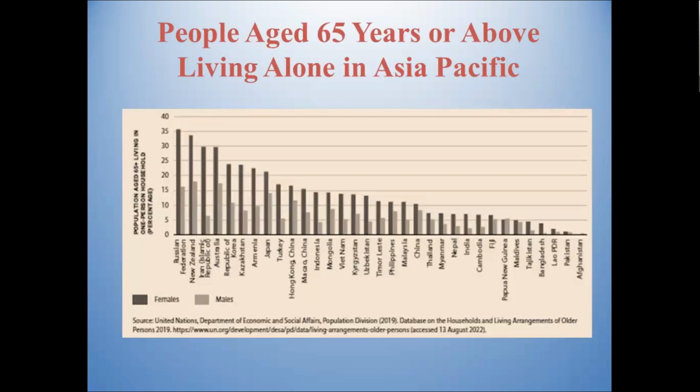And this is one of the graphs which presents a very interesting fact about people who are aged 65 or above and living alone. The highest number of people living alone reside in the Russian Federation, and here the dark bar represents females living alone, and the light gray bar represents males living alone, and here we have the picture of India. Around 10% of the total population, of which approximately 7% females and 3% males, are living alone. When I say living alone, it means people who are not living with the family.